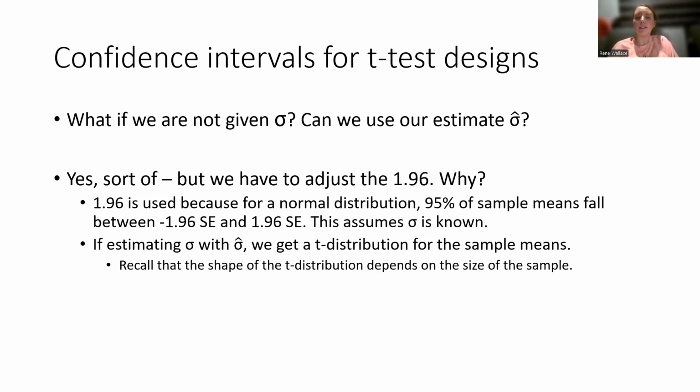But if we're estimating the standard deviation with our hat on top of it, we get a t-distribution for the sample means. Recall that the shape of a t-distribution depends on the size of the sample, so it's not always a normal standard distribution. The shape can change. So if the shape can change, well, that means the data that's left in the tails isn't always going to be 1.96.